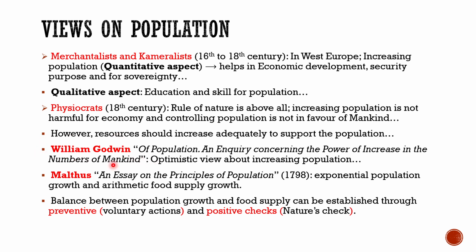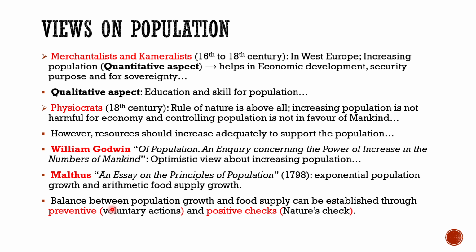Next, we'll talk about the work of William Godwin, who put forward an optimistic view of increasing population and didn't see any problem in it. Whereas Malthus, in his seminal work An Essay on the Principle of Population, took a very pessimistic view. He was of the opinion that population increases very rapidly while food supply does not. Population grows geometrically, or exponentially, which means it will double in magnitude every 25 years, but food supply will only increase arithmetically. Because of this, there is an imbalance between population and food supply.